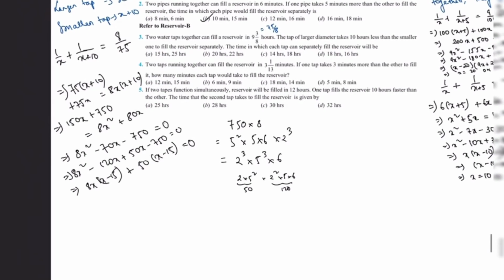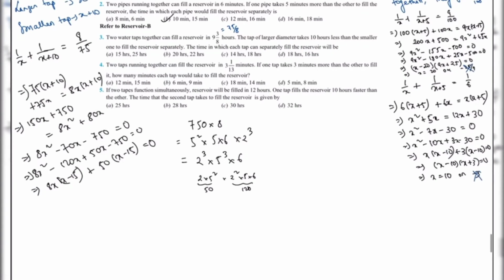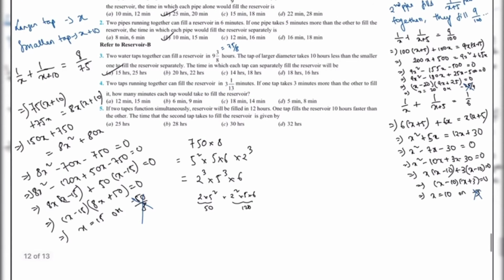So from this you can say that x minus 15 times 8x plus 50 is 0, which implies x equal to 15 or minus 50 by 8. So x is time, this cannot happen, and it has to be 15 hours and 25 hours because that is the only option which has 15. All right, now let us erase all of this.